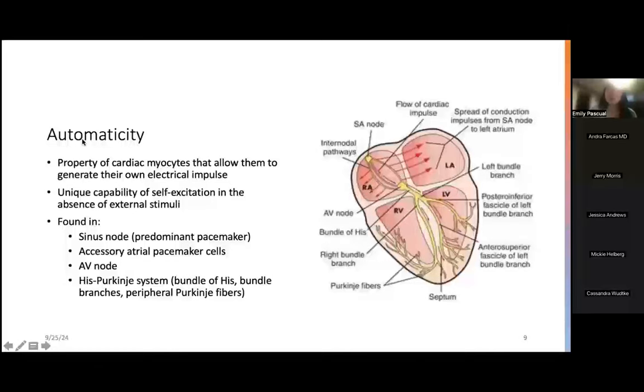So automaticity is a property of these myocytes that allows them to generate their own electrical impulse. This is a unique capability of self-excitation in the absence of any external stimuli. So this is found in a lot of different places inside the heart. So the sinus node, which is our own natural pacemaker, that's the predominant pacemaker of the heart, is generating these impulses and guiding the heart rate. There are accessory atrial pacemaker cells elsewhere inside the atria, and then the AV node, and then the His-Purkinje system as well.